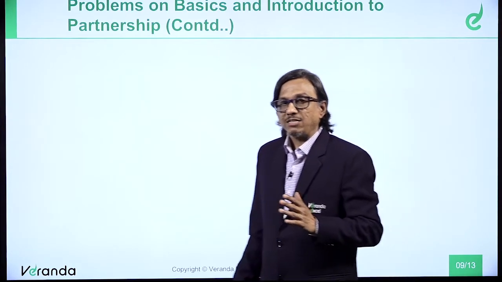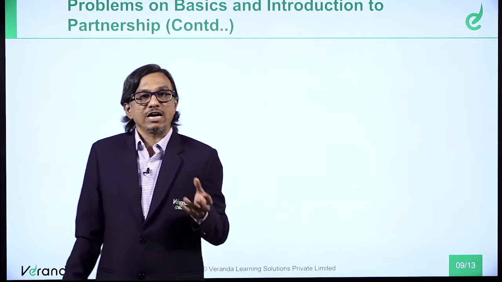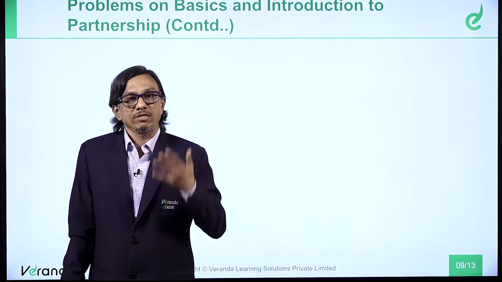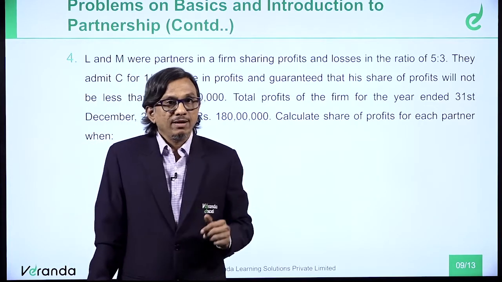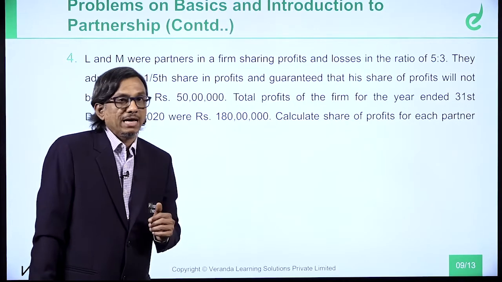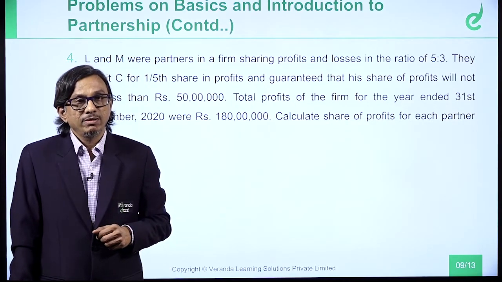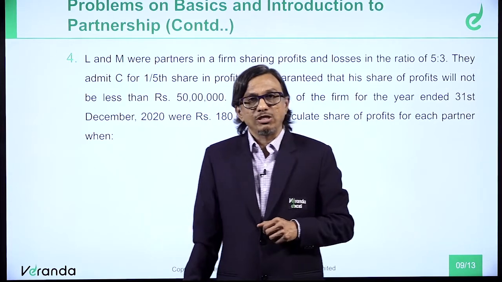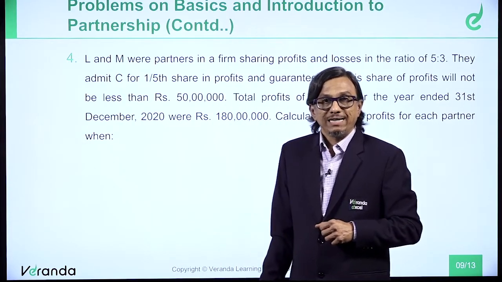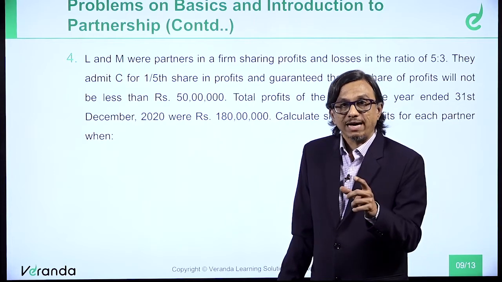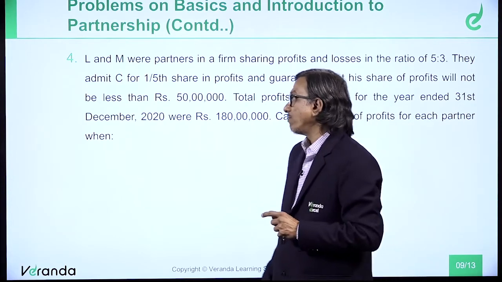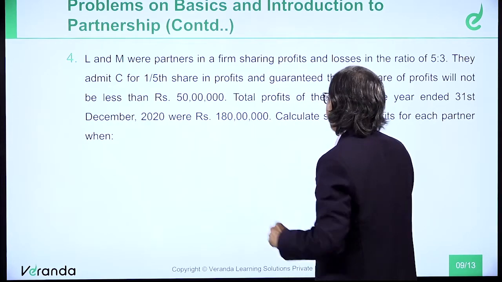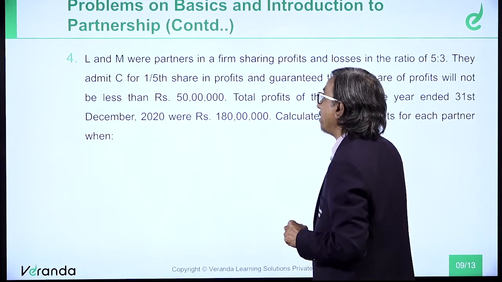So, depending on that, we have to find out what is the profit share due to the guaranteed partner, and what is the profit share which is available to the other partners. This problem is based on that only. Let us read the problem. L and M were partners in a firm, sharing profit and loss in the ratio of 5:3. They admit C for 1/5 share in profits and guaranteed that his share of profit will not be less than 50 lakh. Total profits of the firm for the year ending 31st December 20 were 180 lakhs. Calculate the share of profit of each partner.